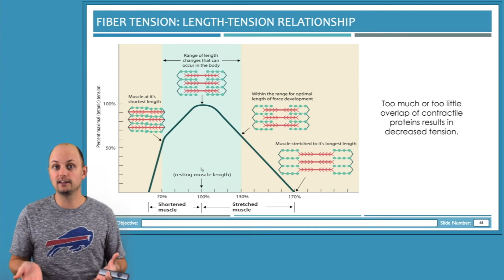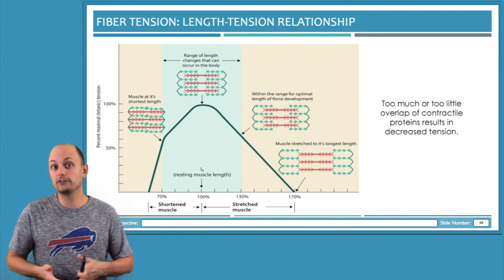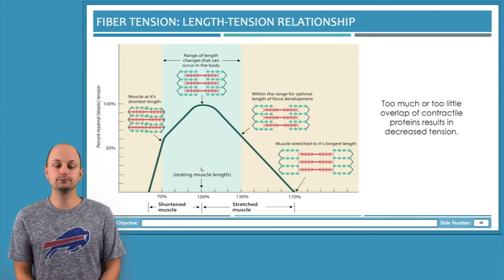There's no room adjacent to the M line for the actin to slide over. So in this situation, muscle is also unable to generate a lot of force.